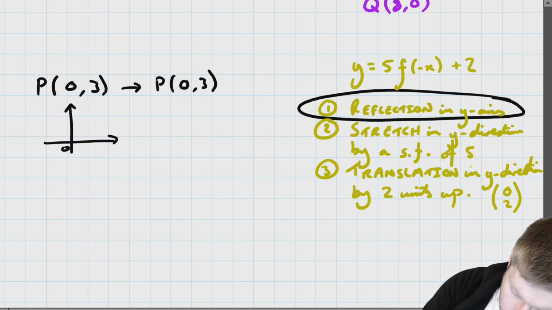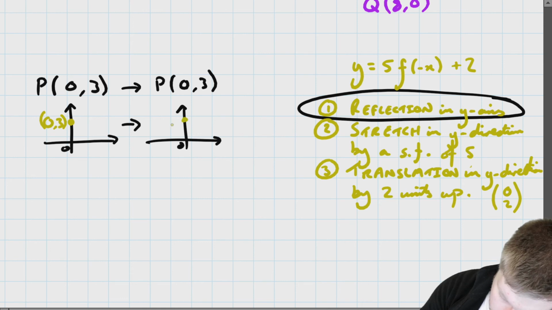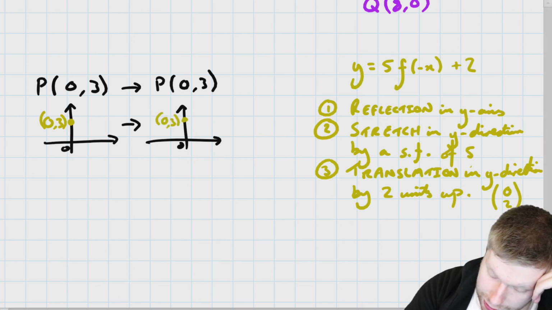Okay, so I'm not going to draw all the rest of the graph in. I'm just going to draw P up here at 0, 3. So that's where it was originally. Then after I've applied my first transformation, it's still sitting there. It hasn't changed at all. So P is still sitting there at 0, 3. Okay, cool. Now I can move on to my next transformation.